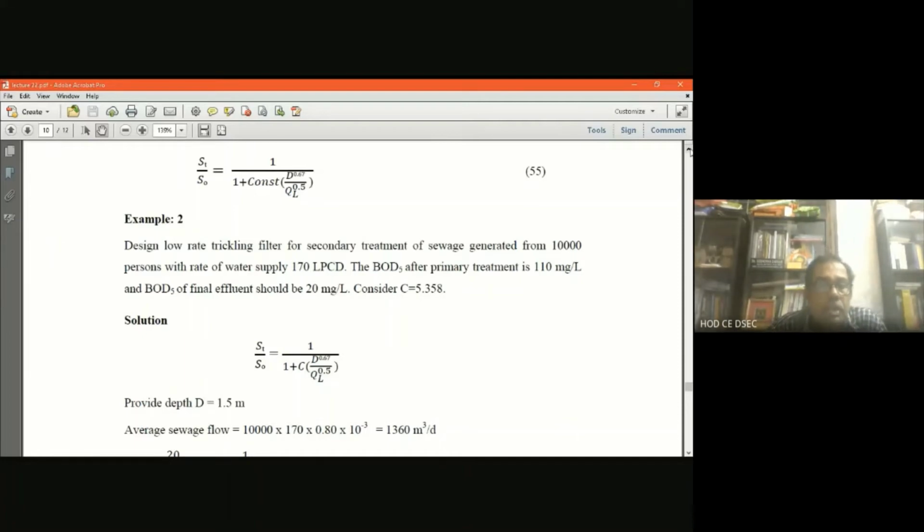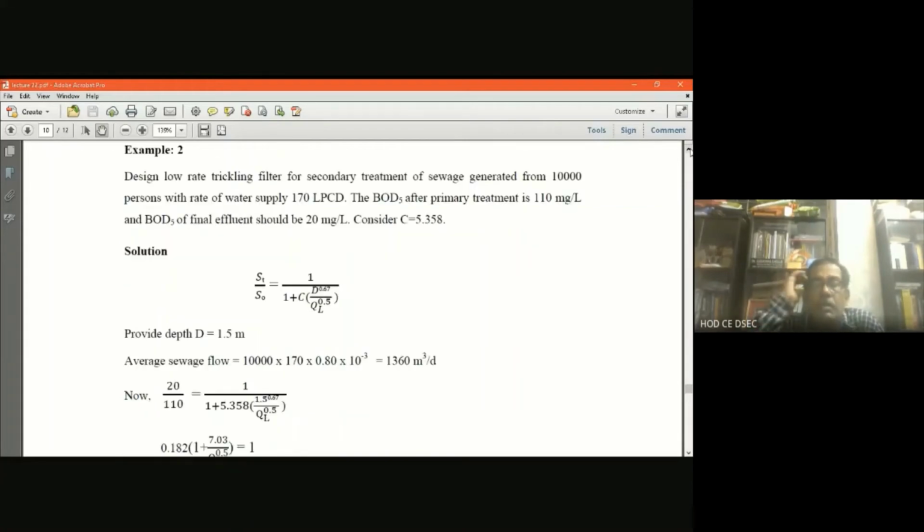So first, what is the sewage flow? Now, water supply is 10,000 persons into 170 liter per capita per day. This is the total water supply, and we have learned that the average assumption is 0.8, that is 80% of the water distributed is considered to be wastewater. So what is the wastewater flow? It is just 170 into 10,000 into 0.8 into 10 to the power minus 3, because we are converting into meter cube per day. So it is coming 1360 meter cube per day. This is the average sewage flow.